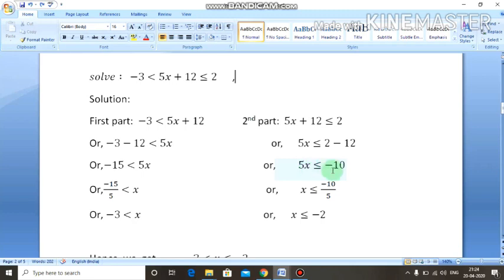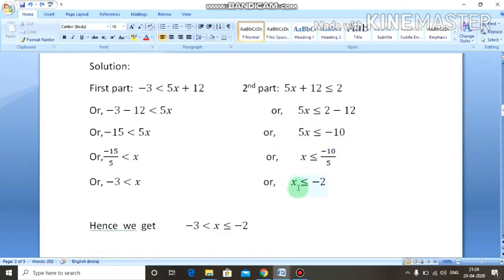So we have to divide both sides by 5. Since 5 is a positive number, there is no change of inequality. See, this is the very important part, and ultimately we get x less or equals to minus 2. So the first part says that x will be greater than or equal to minus 3. Actually there is no difference. Minus 3 less or equals to x and x greater or equals to minus 3, these two are the same thing. And this is x less or equals to minus 2.